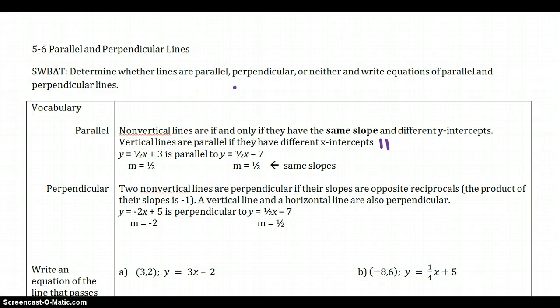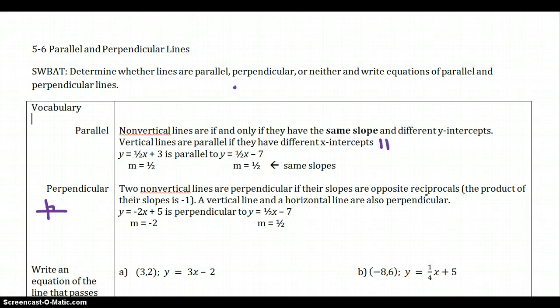Perpendicular lines, if you remember, are lines that form a right angle. So, how do we know if lines are perpendicular? Well, they are perpendicular if their slopes are opposite reciprocals. Opposite reciprocals. That means the product of them will be -1.